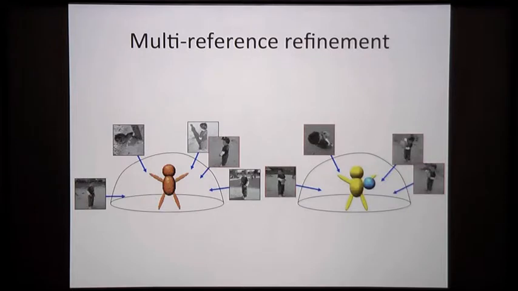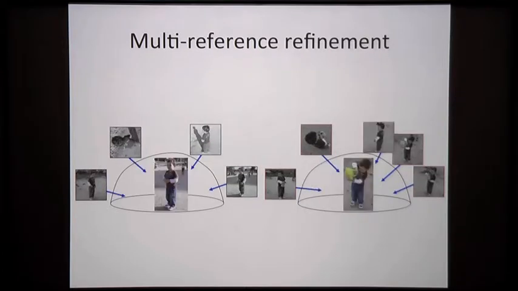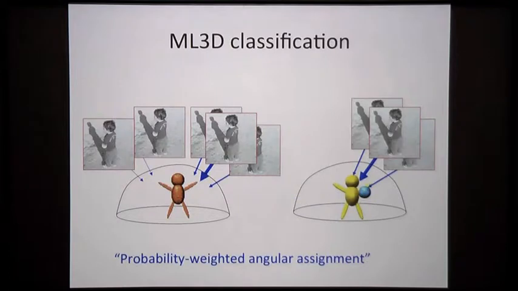For example, if you would know that this complex has something in its hand or not, then you could come up with an initial model like this and an initial model like this to kickstart the process and refine this all the way through. Then hopefully you will end up with a reconstruction of the uncomplexed and the complexed objects.